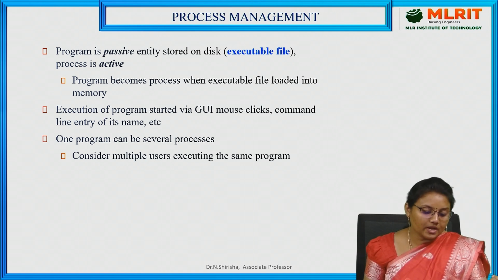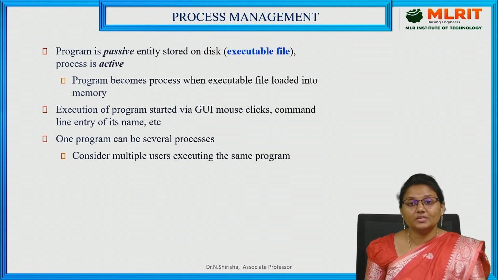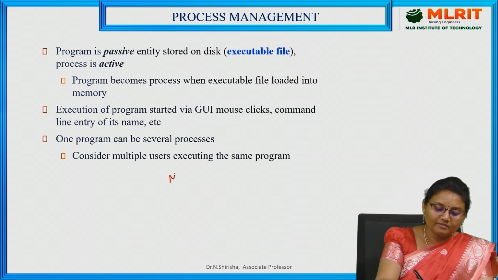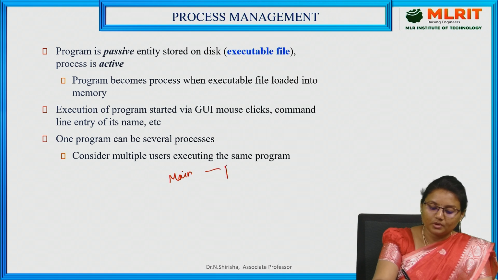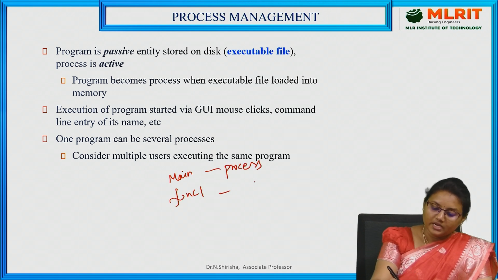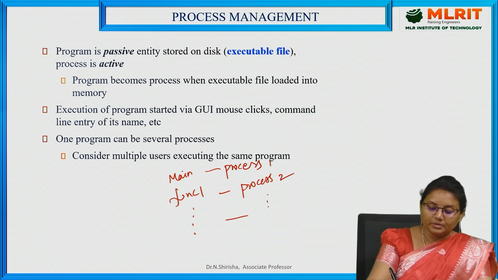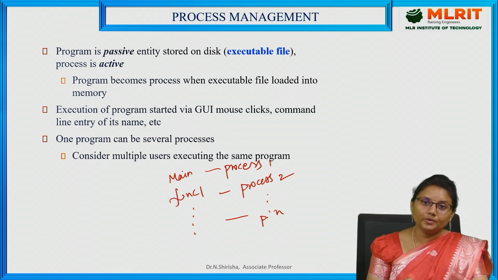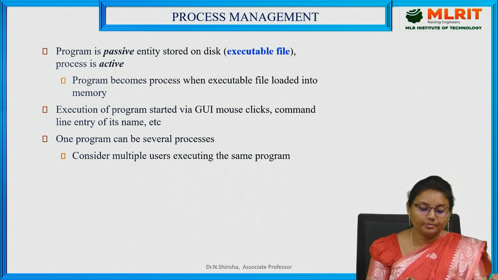And one program can be several processes. Yes, one program can be several processes. In what way? Suppose you consider a program, you'll have a main method. It's one process, we can say. If you're writing a function 1, it is again one more process. We can say process 1, process 2, multiple functions, multiple processes. So like that, a program can have multiple processes.